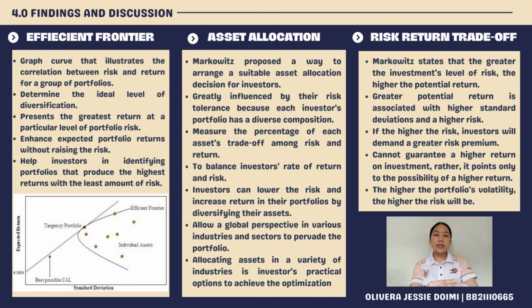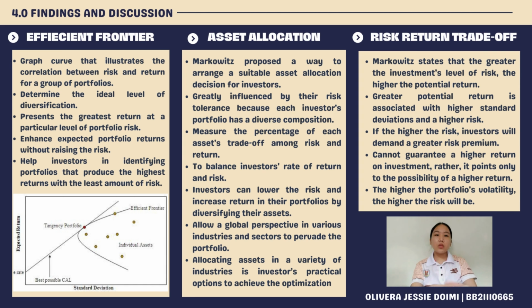Next is asset allocation. Markowitz proposed a way to arrange a suitable asset allocation decision for investors, which is greatly influenced by their risk tolerance because each investor's portfolio has a diverse composition. Asset allocation in the portfolio is to measure the percentage of each asset trade-off in order to balance investor risk and rate of return. Investors can lower the risk and increase the variance of return in their portfolio by diversifying the assets among several asset classes.